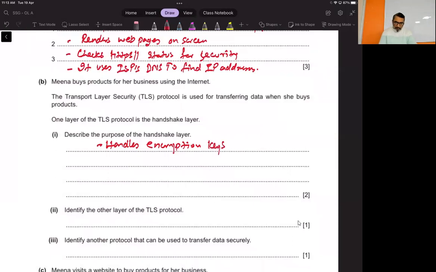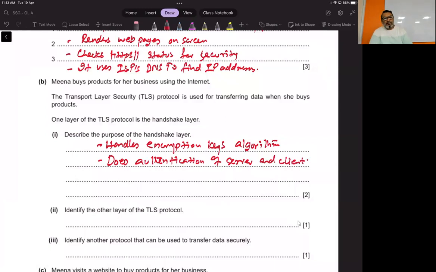Number two, it carries out authentication of the server and the client. So it makes sure that neither the server nor the client is a hacker. So this is basically the purpose of the handshake layer. It does handle encryption, keys, algorithms, and it does authentication of the server and the client.